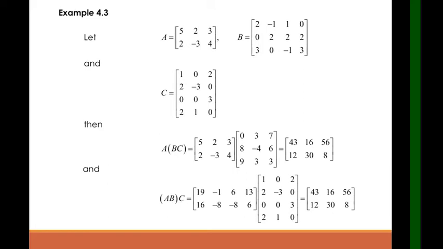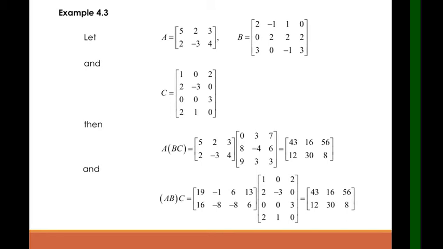Okay, so let's have an example. We have three matrices: A, B, and C. For A, we have the square bracket of 5, 2, 3, 2, negative 3, and 4. For matrix B, we have 2, negative 1, 1, 0, 0, 2, 2, 2, 3, 0, negative 1, and 3. And for letter C, we have matrix 1, 0, 2, 2, negative 3, 0, 0, 0, 3, 2, 1, 0.